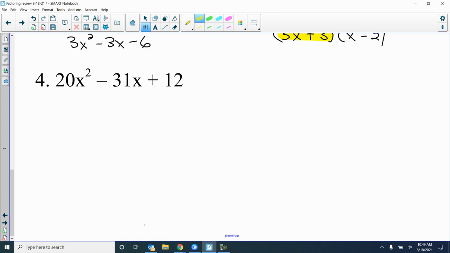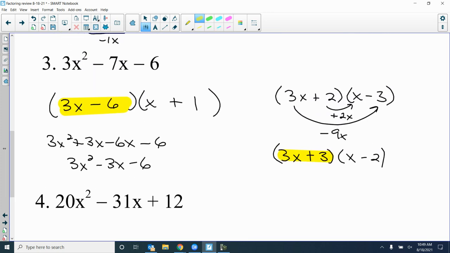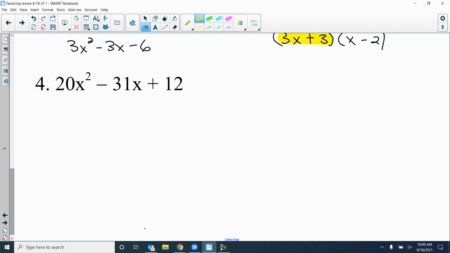All the other ones, to get 3x squared, it's 3x times x. That's it. You can't do anything else. To get 2x squared, it's 2x times x. But how can I get 20? 1 times 20, 2 times 10, 4 times 5. You have no idea which one's right. It could be any of those three. You got to guess, you got to check, you got to understand what's going on.